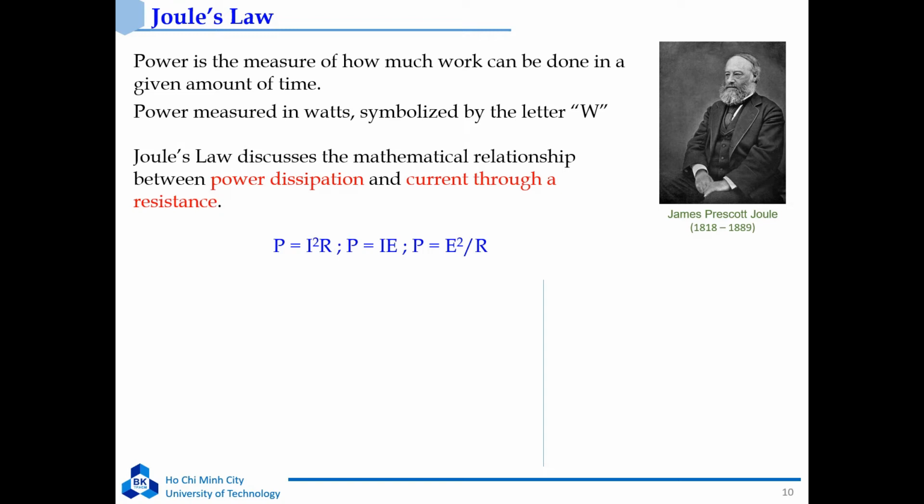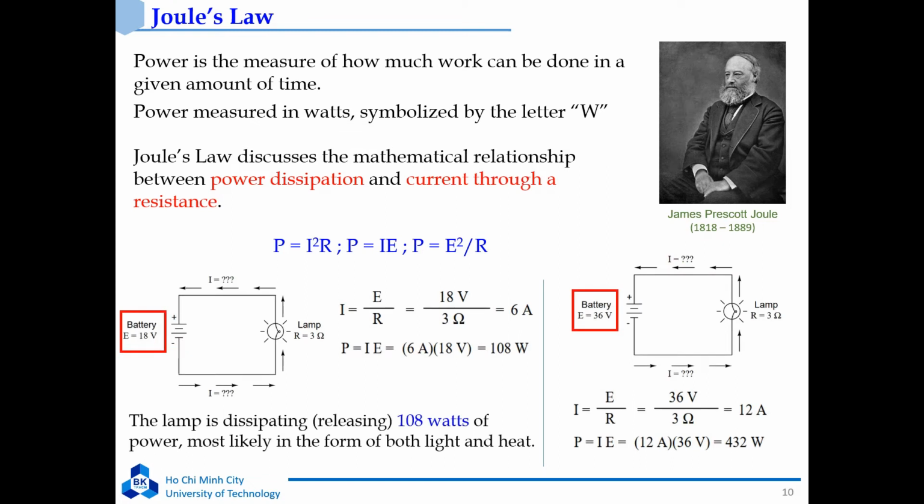Let's see a sample. We had a circuit with battery E equal to 18 volts and lamp R equal to 3 ohms. We can calculate the current through the circuit: I equal to 6 amperes. And we can calculate the power: P equal to IR equal to 108 watts. That means the lamp is releasing 108 watts of power, most likely in the form of both light and heat.